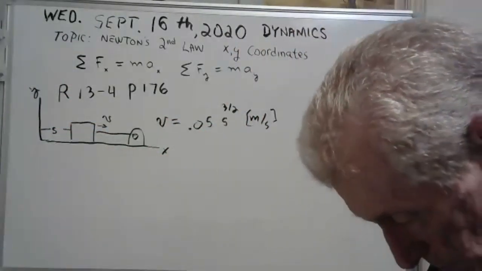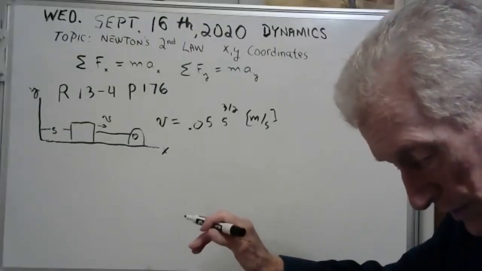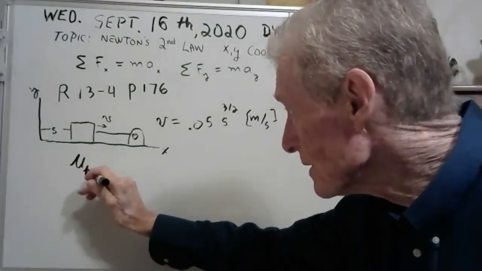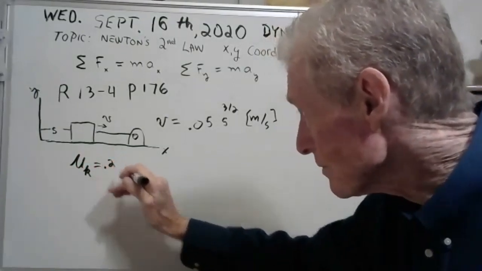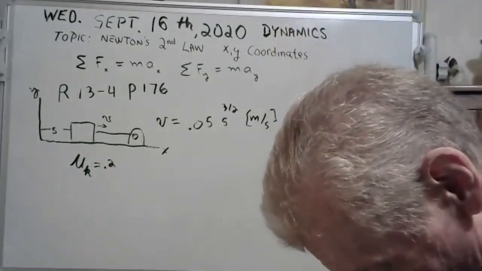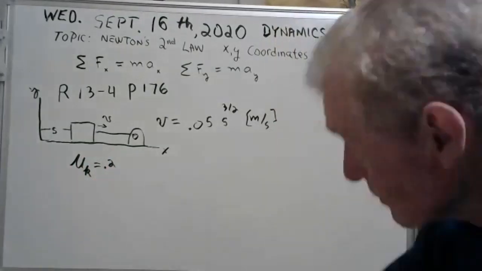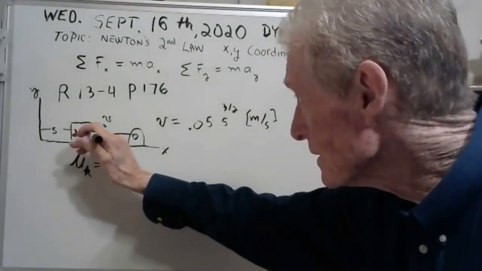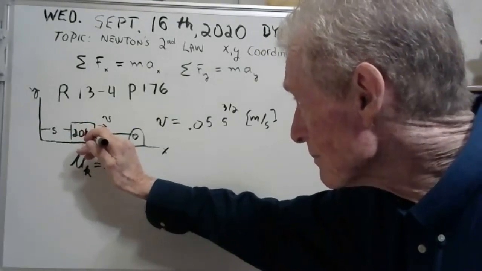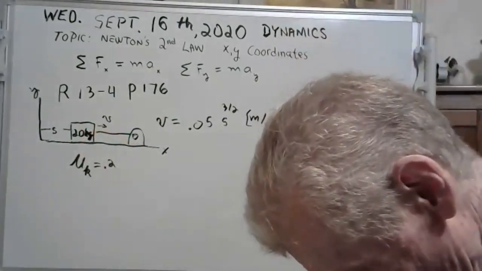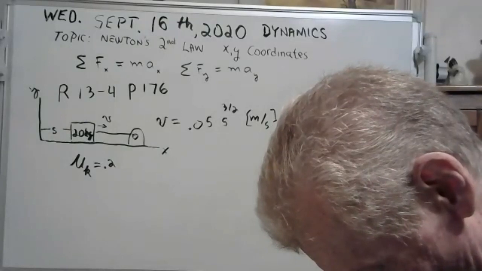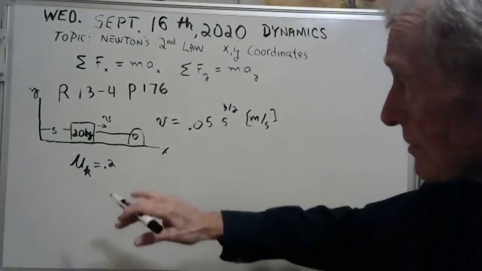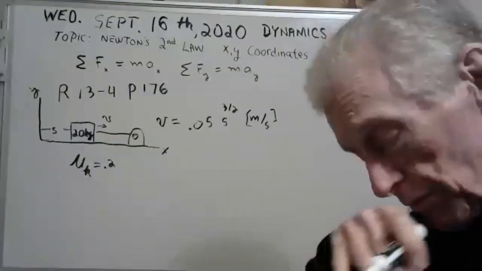Now, did I get all the info? Let me read this. Oh, mu sub k is 0.2. Let me write that down. Mu sub k is 0.2. Wait a minute. It's a 20 kilogram. Let me write that down. 20 kilogram. Okay. And they want to know the tension when s is 10 feet. So see, there's tension in this cable.